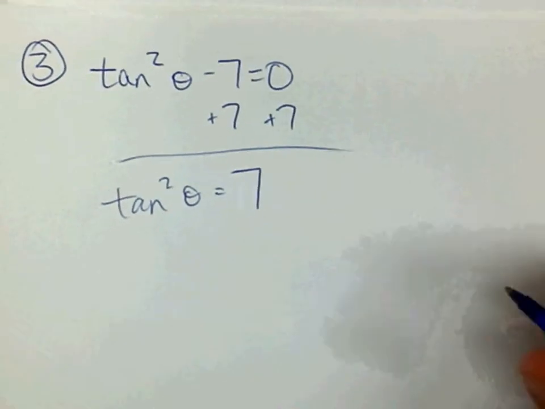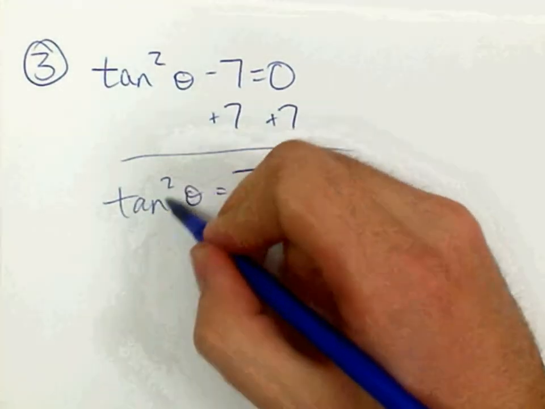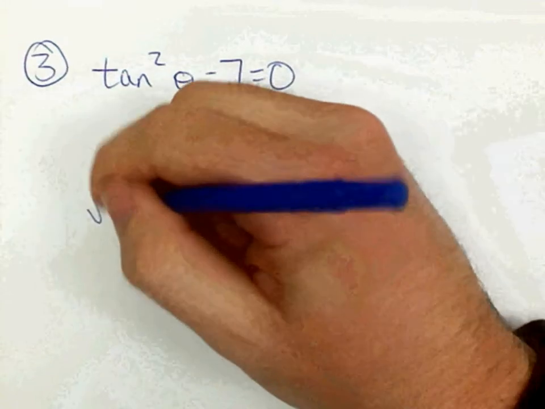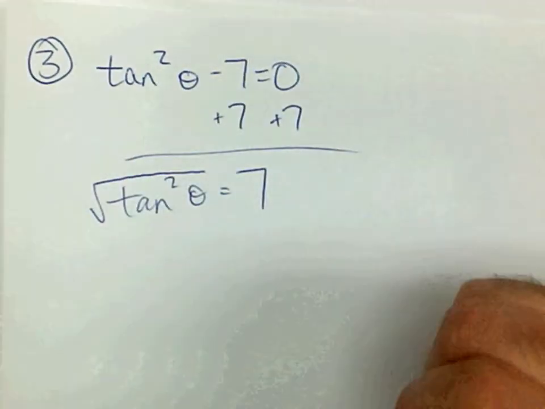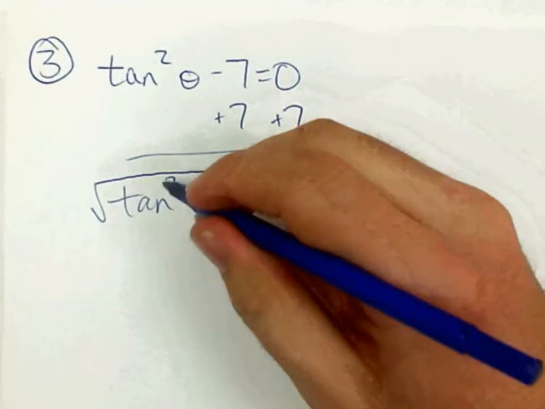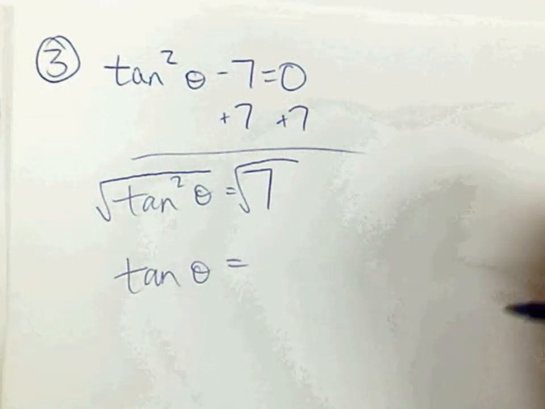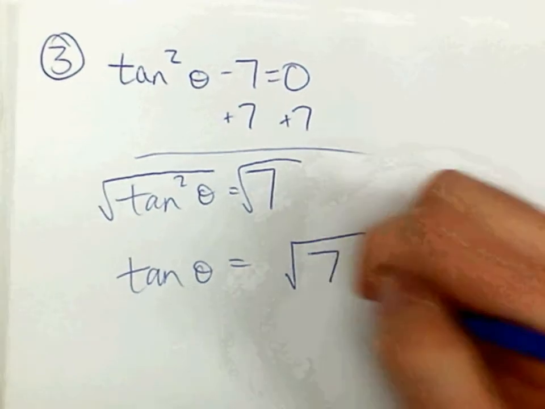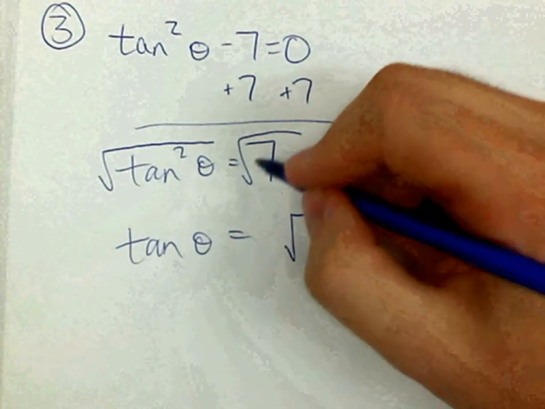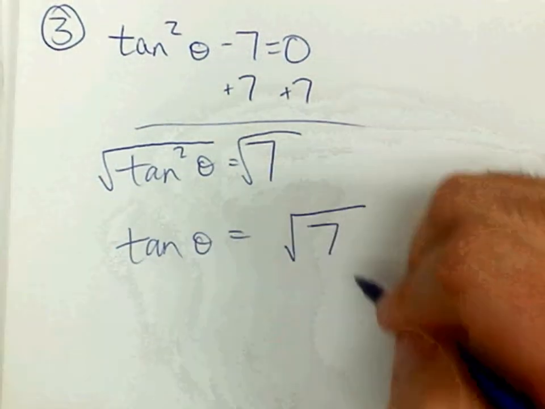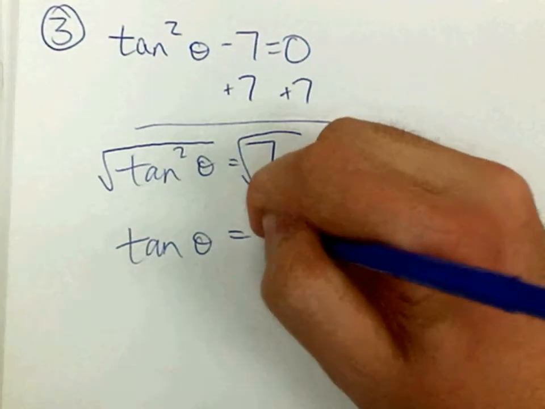And now many of you correctly recognize that taking the square root of tangent squared and the square root of 7 will get rid of that square, and it does. But the thing that sometimes people forget, and don't be one of them, is that whenever you take a square root when you're solving an equation, you must put a plus or a minus in front of them.